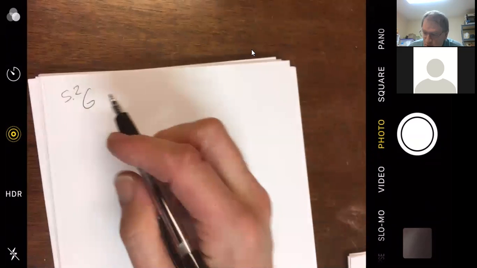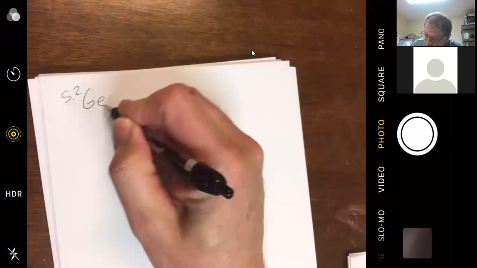Okay, so this is the Zoom meeting for February 18th, Math 1401. And the question on the table is section 5.2, the general addition rule.